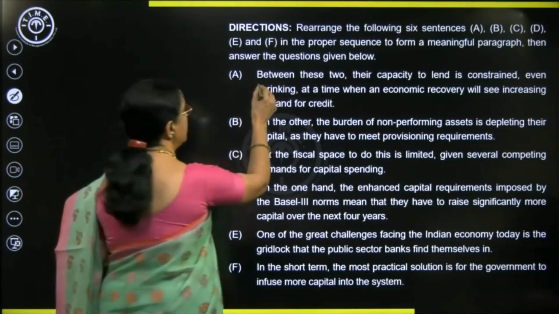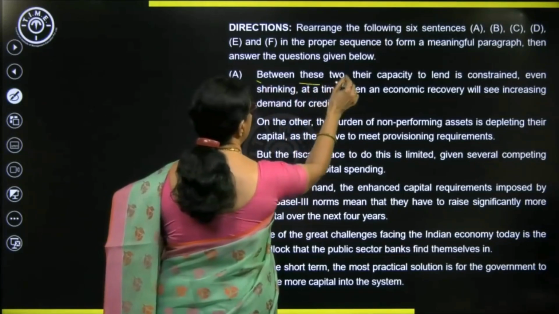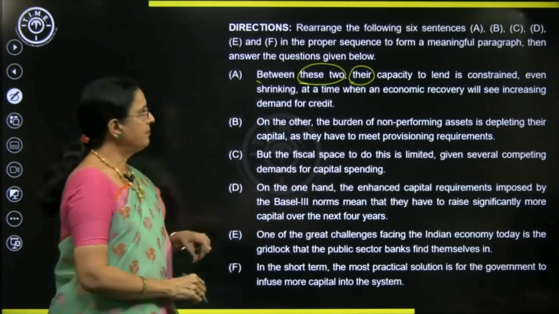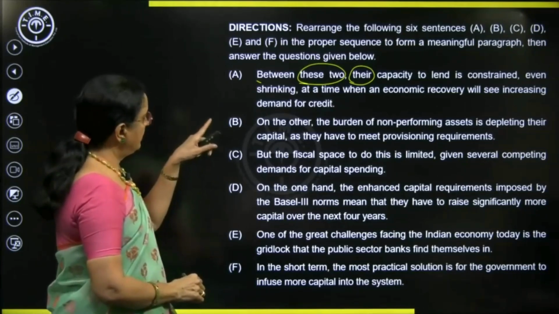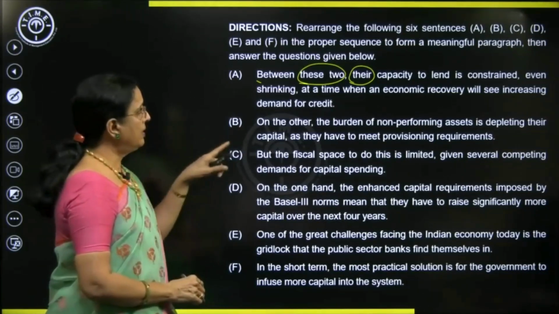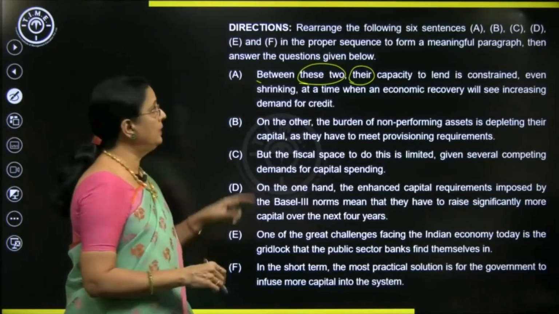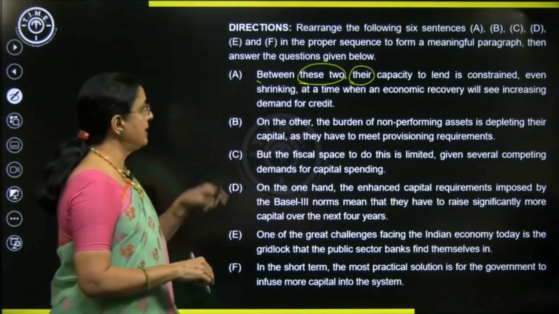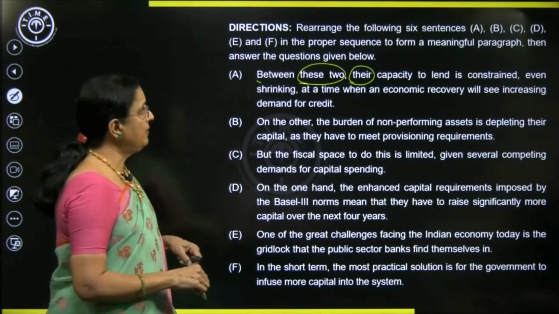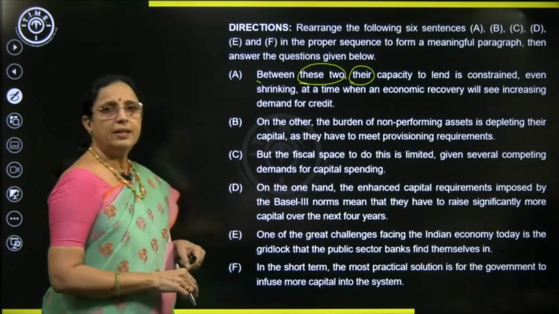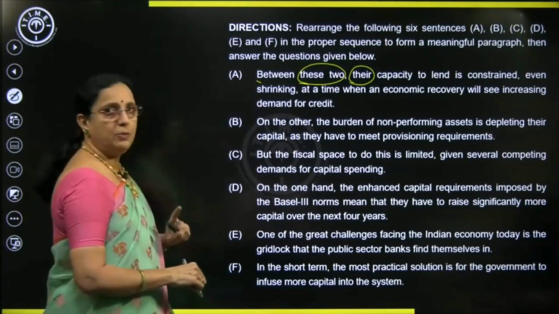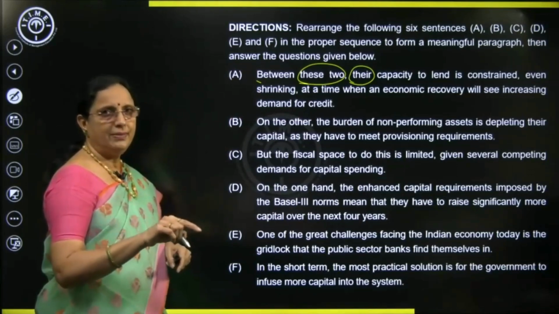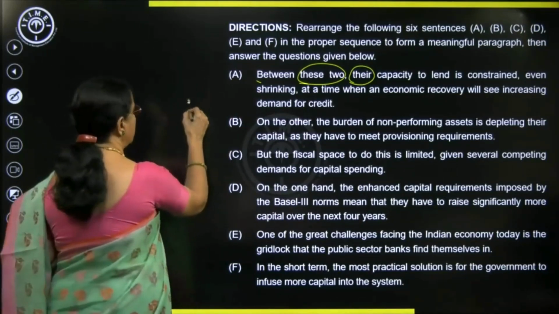So, what is this? Between these two is one clue, there is another clue. Do you understand? Fine. Then, on the other, so this is what between these two, their capacity to lend is constrained, even shrinking at a time when an economic recovery will see increasing demand for credit. Fine. Negative tone. So, you should know what are these two. Do you understand? So, how do you do it?